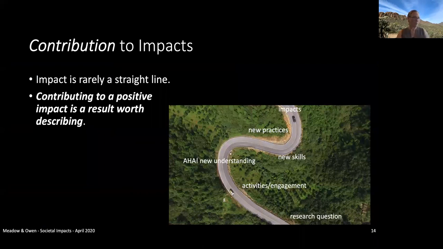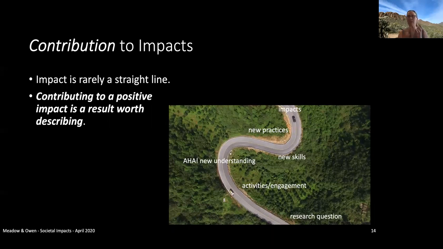Okay, before we launch into some of those documentation approaches, one other note of caution, and I touched on this a little bit earlier when we talked about those big changes that we would all love to see: impact is rarely a straight line. Most likely your research is going to be one of several factors that have influenced a big change. It's rarely the only factor.